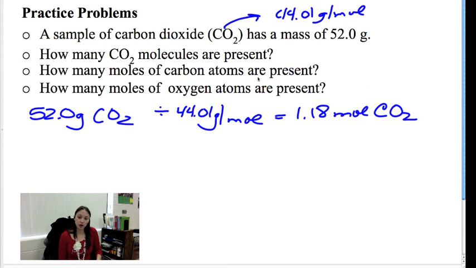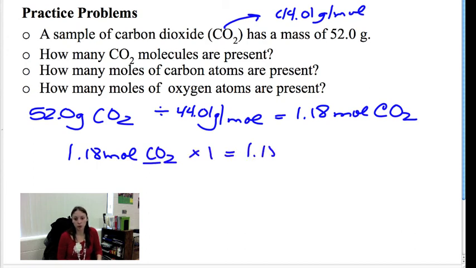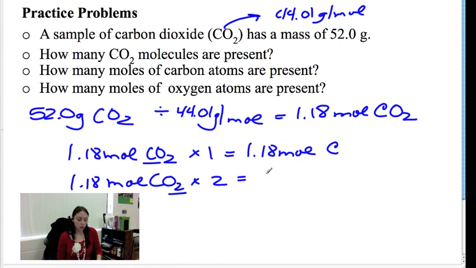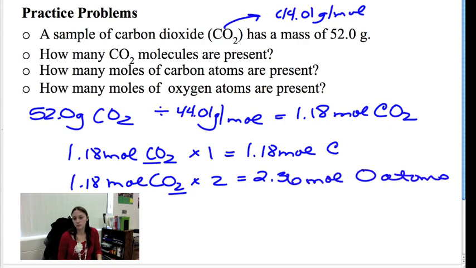Now if I want to know how many moles of carbon are present, well, 1.18 moles of CO2, and there's 1 carbon, so times by 1. So there's 1.18 moles of carbon. If I want to know how many moles of oxygen there are, 1.18, and there are 2 oxygens. If I take 1.18 times 2, which is 2.36 moles of oxygen atoms. And that's all there is to it.